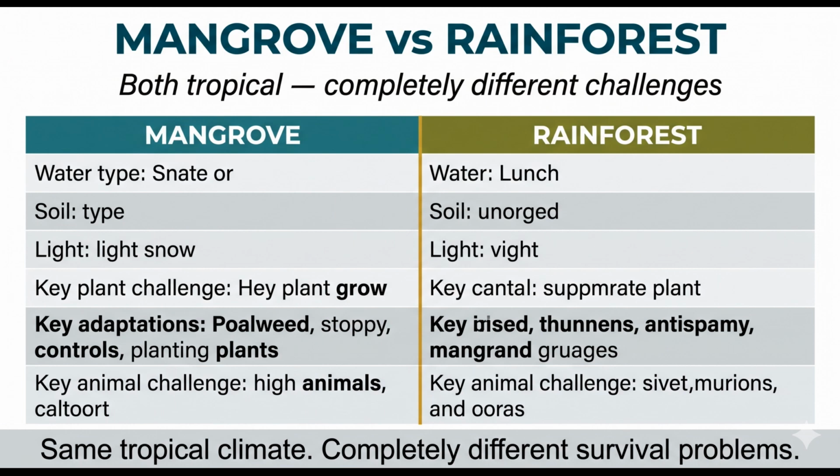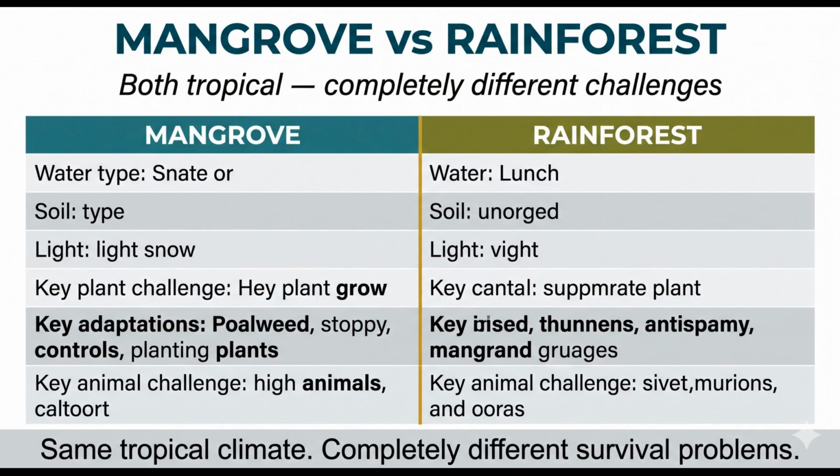Chapter 4: Mangrove versus Rainforest. Both the mangrove and the tropical rainforest are found in tropical regions: warm temperatures, high rainfall, high humidity. In that sense, they share the same broad climate. But look at the comparison table on screen. The challenges are completely different.